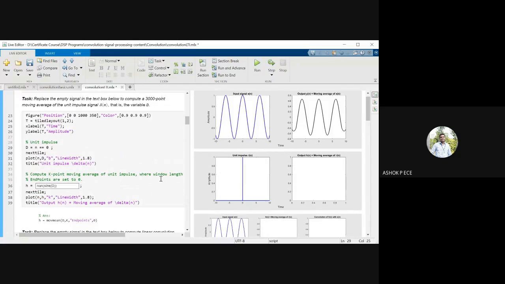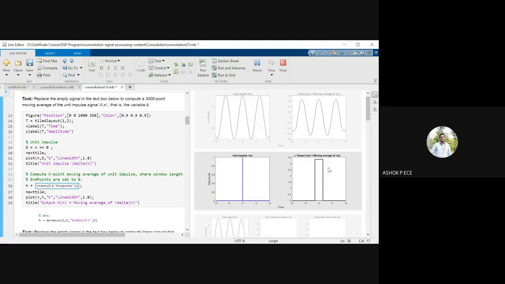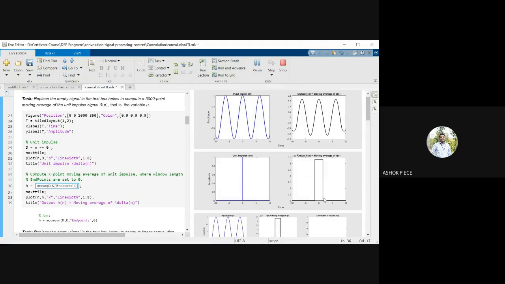Find the K average. You can find the K point moving average by giving the formula here. See here, the answer is given here. We'll substitute this here and run the section to see what the H of n is. H of n is going to be a rectangular pulse. H of n is going to be a rectangular pulse from minus 1 to 1.